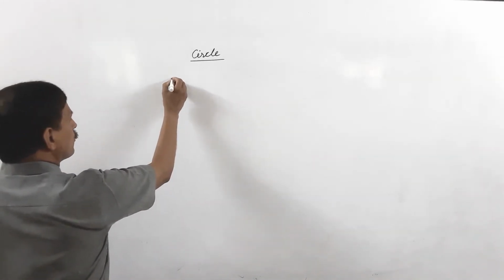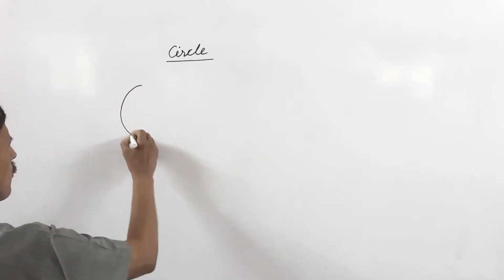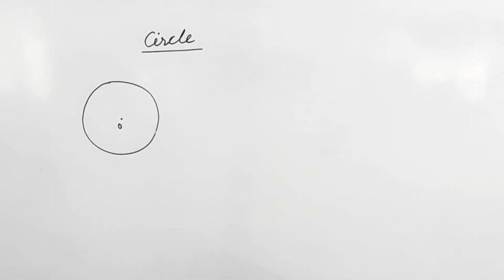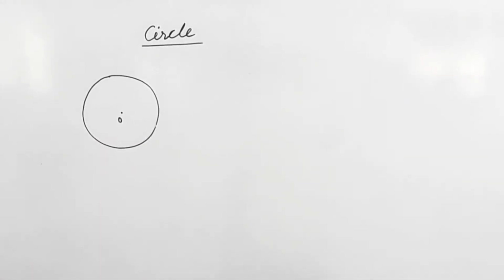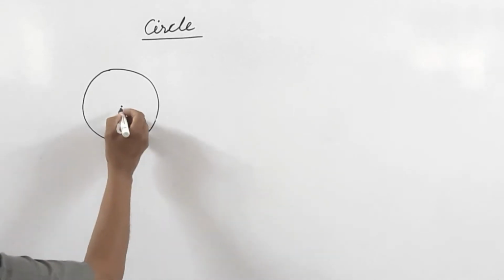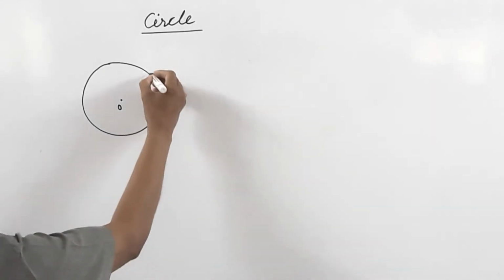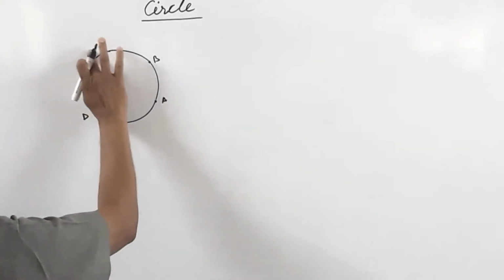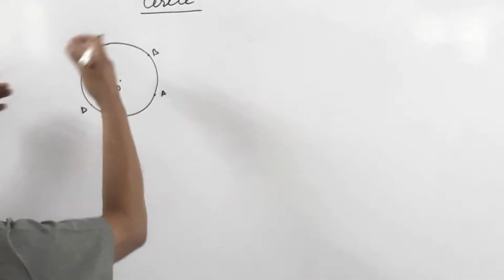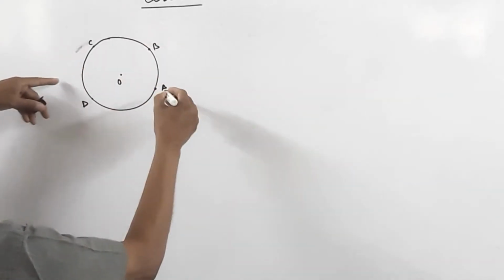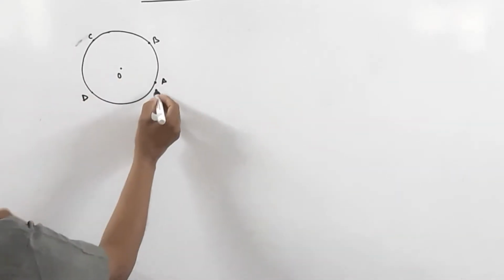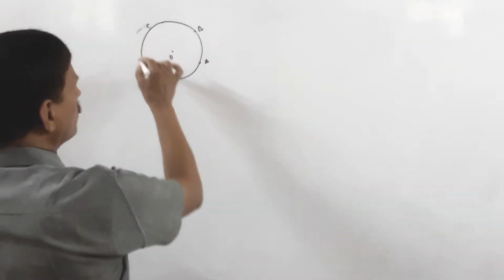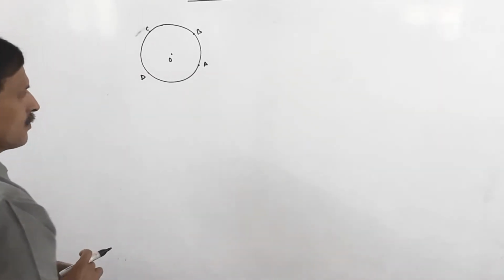A circle consists of infinite number of points which are at equal distance from a fixed point. O is the fixed point. Let there be different points A, B, C, D, etc., such infinite number of points. All these points are at equal distance from the central point. Then the set of all points equidistant from O forms a circle.